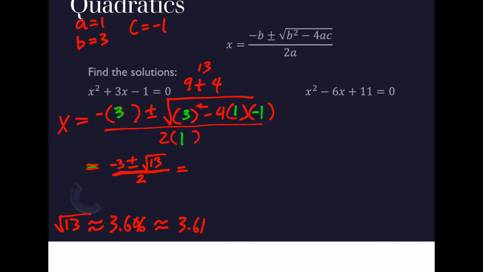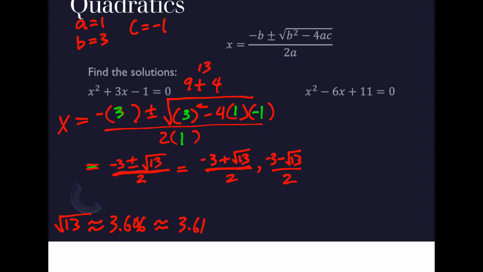Now, I could use that, and we will here in a second, but as an exact answer, there's 2 answers that I have here. Negative 3 plus the square root of 13 over 2. And notice that over 2 is both the top and the bottom are on that fraction, and then negative 3 minus the square root of 13 over 2.